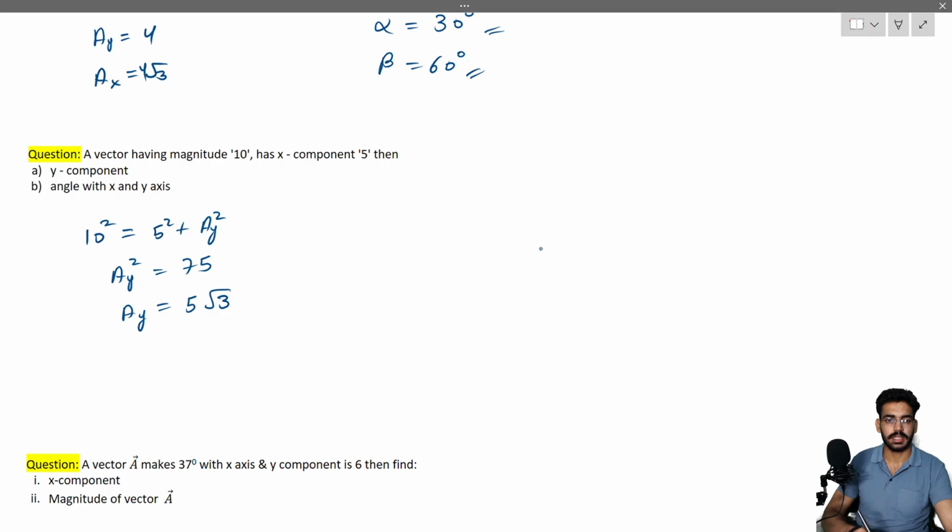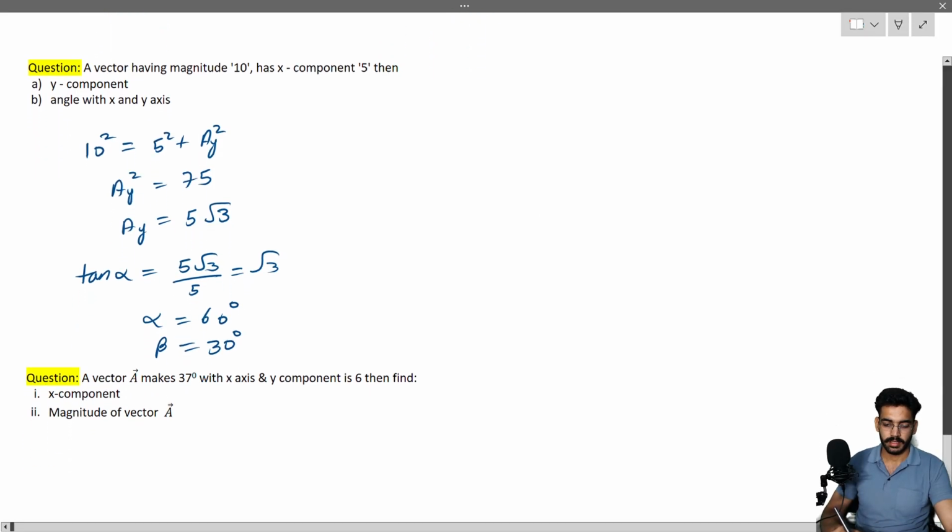Then the angle with x-axis and y-axis he asked. So basically he asked for tan alpha. So tan alpha is equal to 5 root 3 by 5. So that is root 3. So alpha is 60 degree and beta is 30 degree automatically, because alpha plus beta is 90. Okay. I hope this is clear.